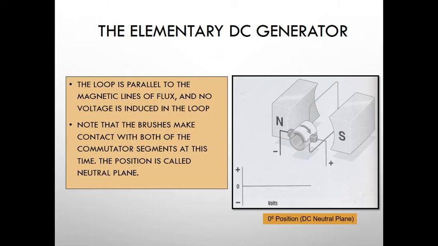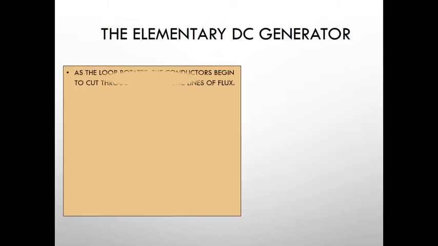So this time, the neutral plane in our DC generator. As the loop rotates, okay, so I'm going back. We are done with the elementary AC generator. So we are now in the elementary DC generator.